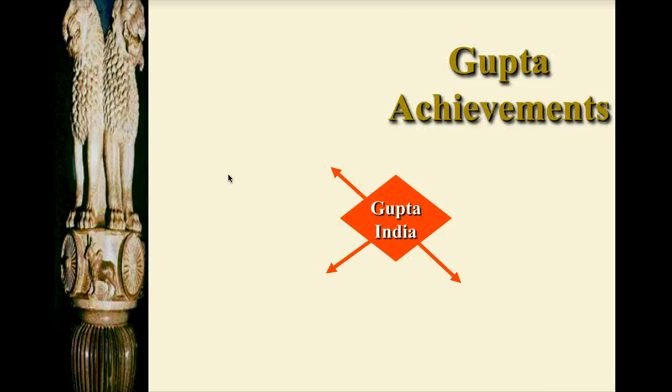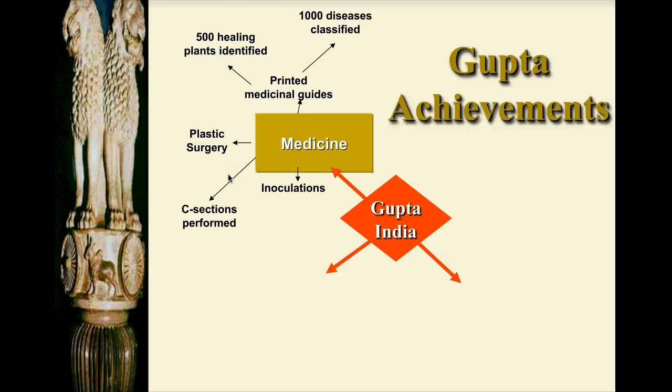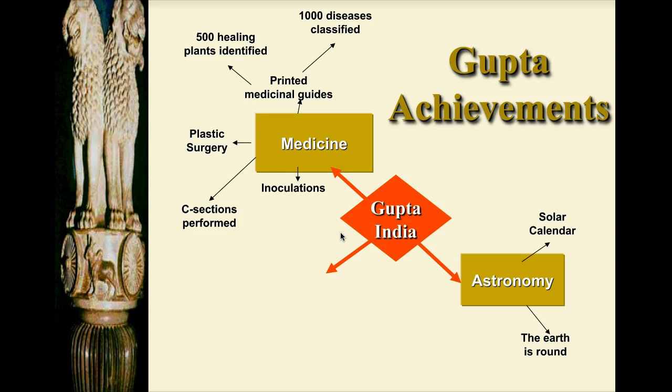Okay, so the Guptas are known for some really awesome things, innovations that we've used for thousands of years. They have huge advances in medicine. You can see they've got healing plants identified, they perform C-sections, but the inoculations are really important. They would inoculate for things like smallpox, which is something that the Europeans didn't do until the 1700s.